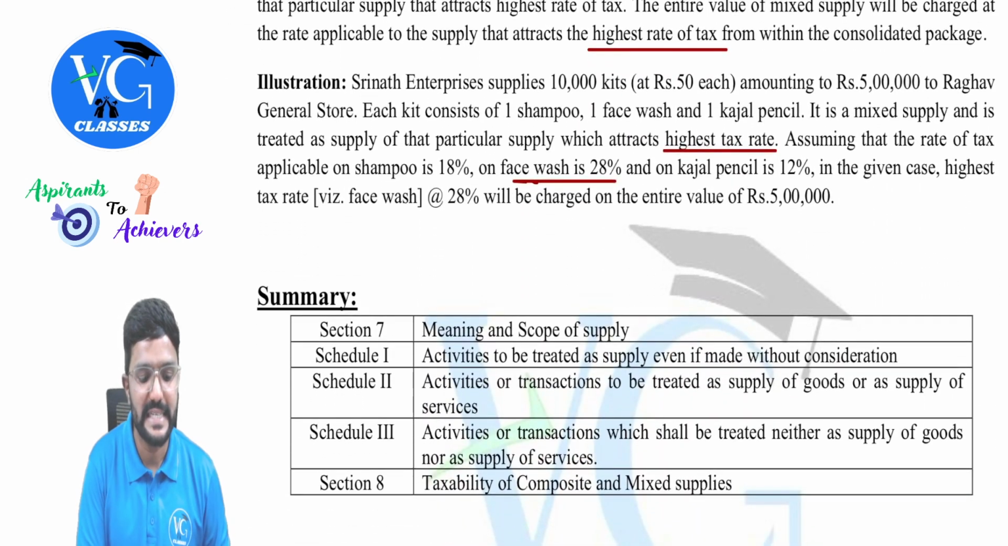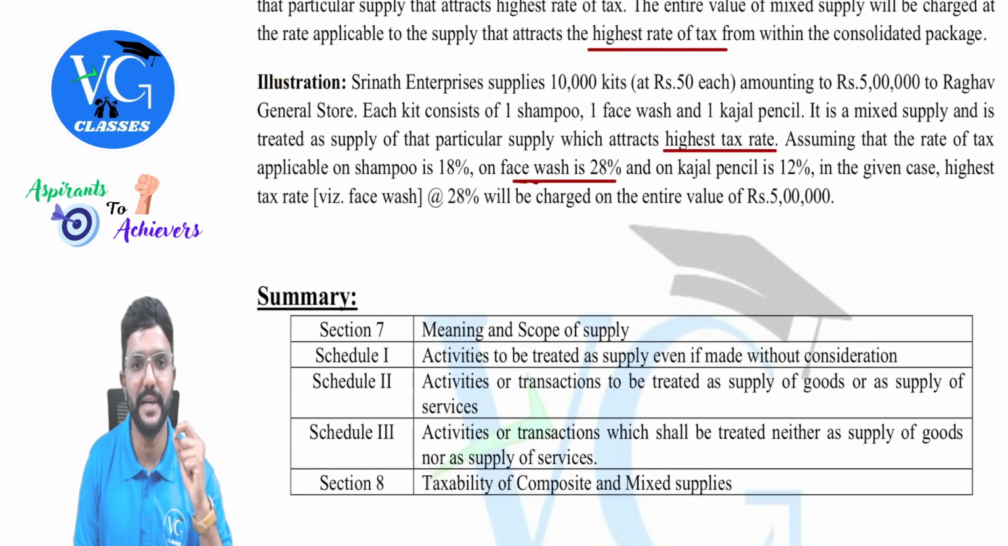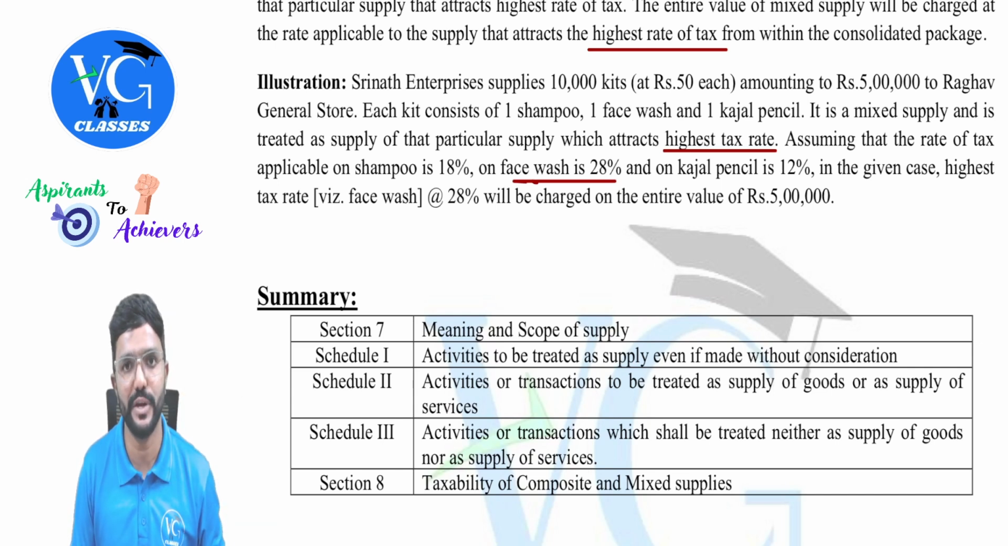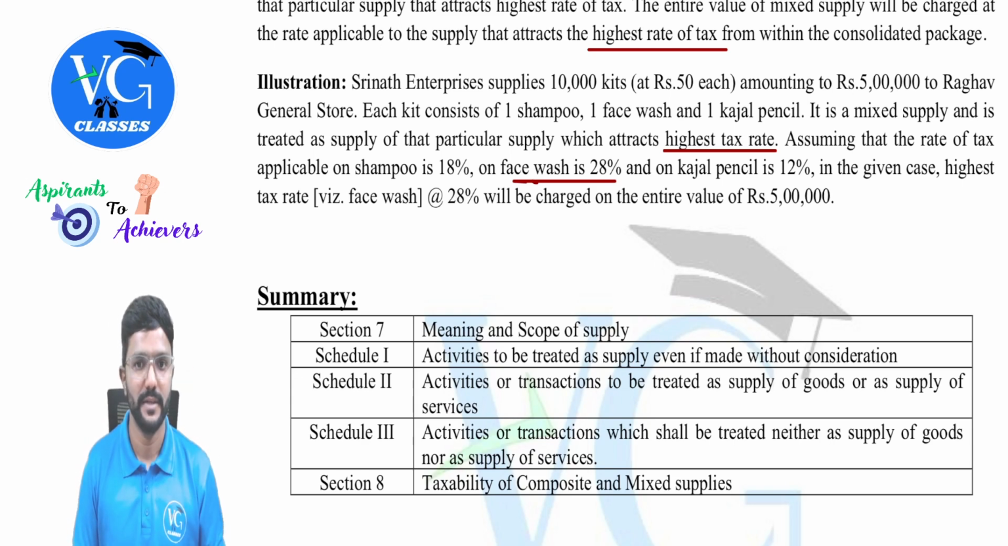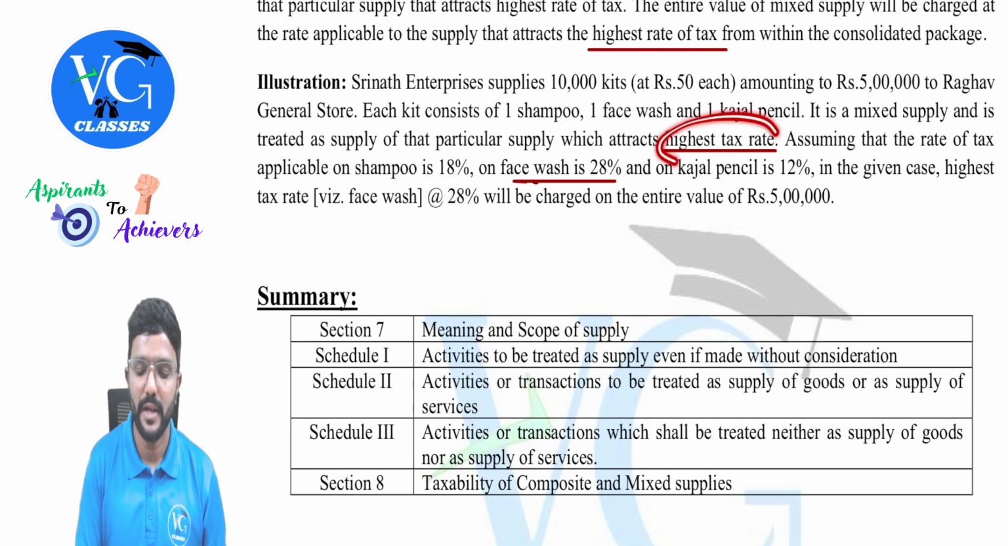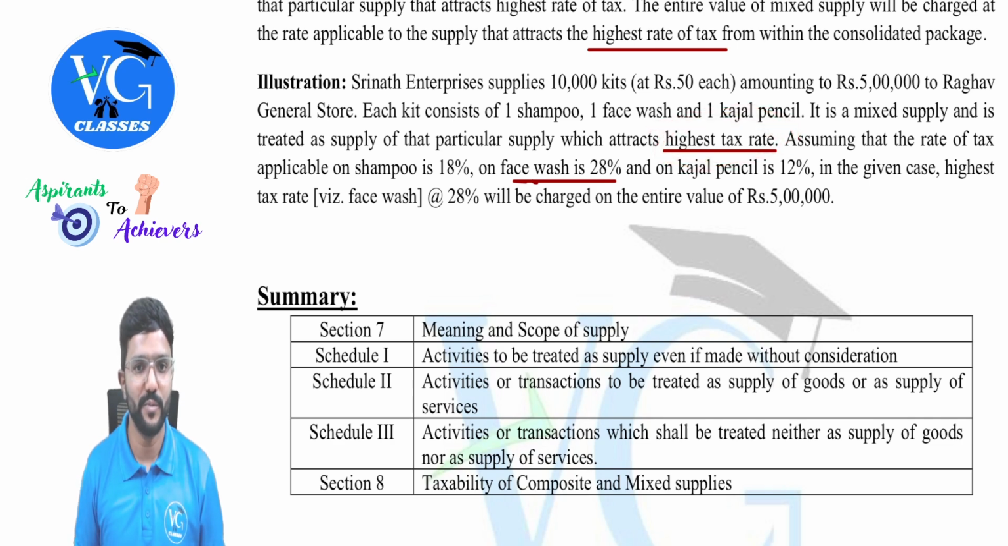Then one illustration, including the tax rate part. Srinath Enterprises supplies 10,000 kits at rupees 50 each, amounting to 5 lakh, to Raghav General Store. Each kit consists of one shampoo, one face wash, and one kajal pencil. Guys, it is a mixed supply. As they are not naturally bundled, it is not a composite supply, it is a mixed supply. And what will be the rate applicable? Highest rate. Let us assume what the rates are.